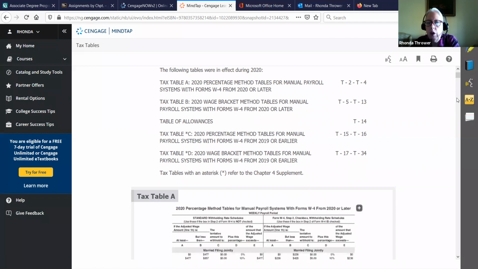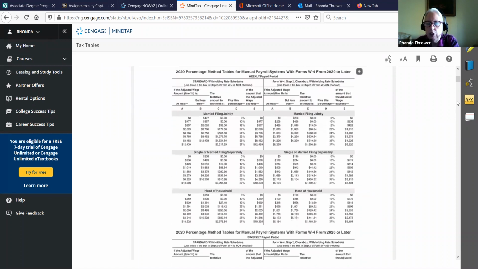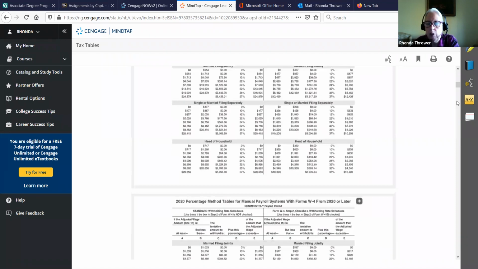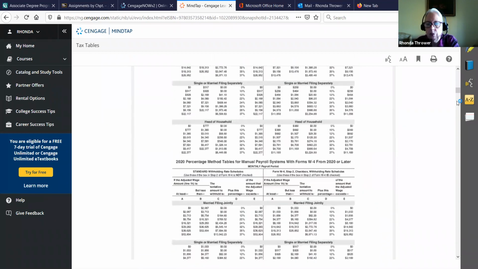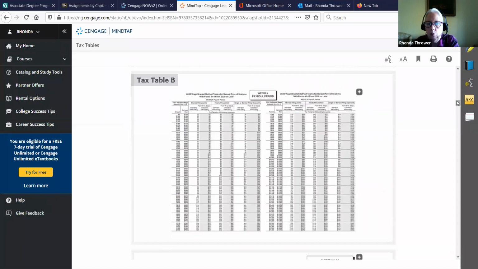So first of all, tax table A has to do with the percentage method. We are not using the percentage method in this first problem. They told us that we were using the wage bracket method. So we've got to scroll until you find the wage bracket method. And the wage bracket method is tax table B.